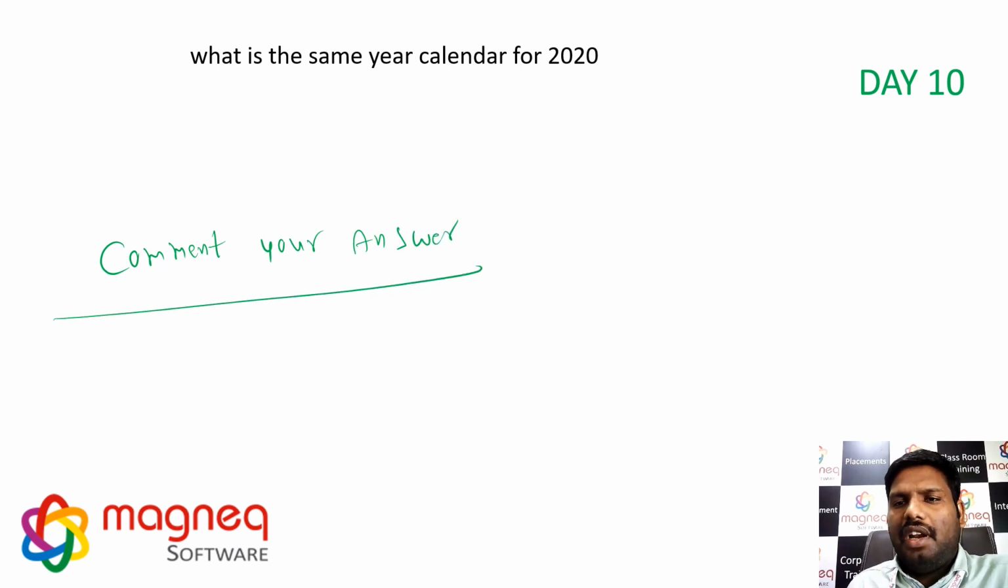What is the same year calendar for 2020?